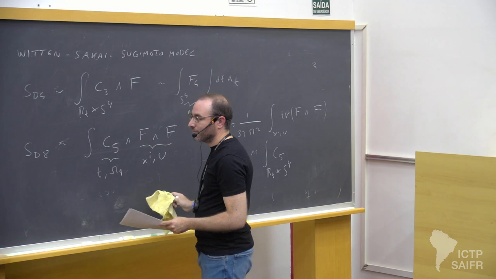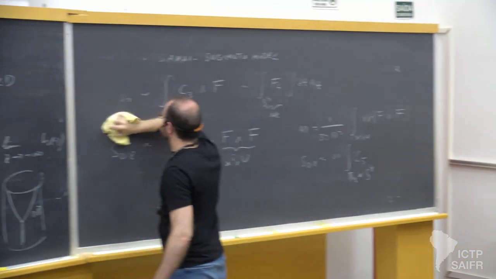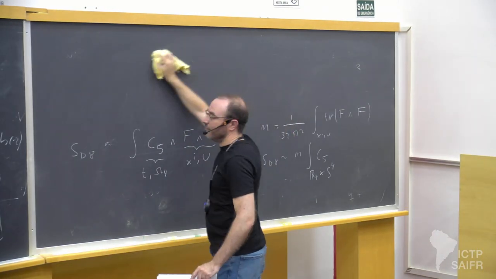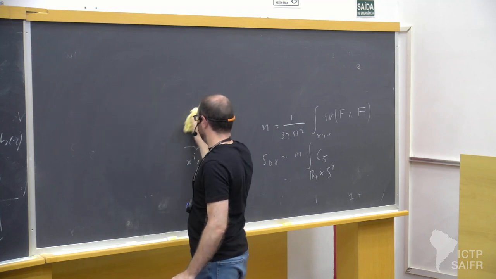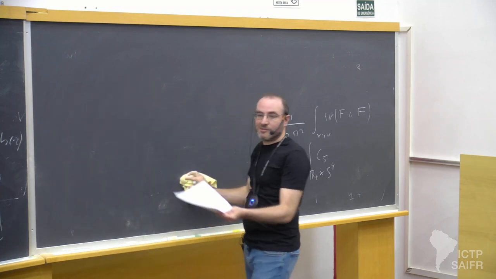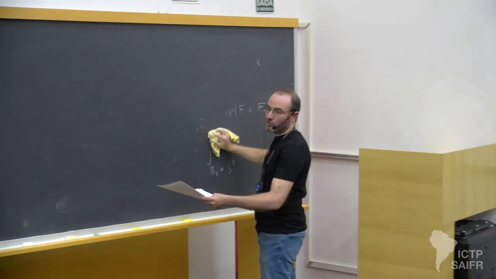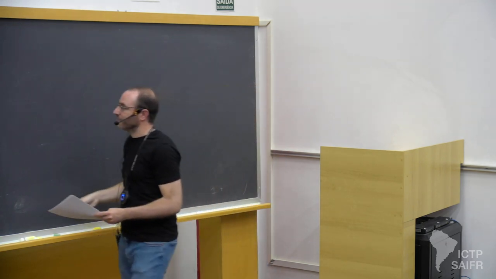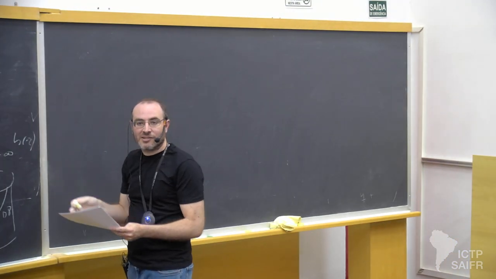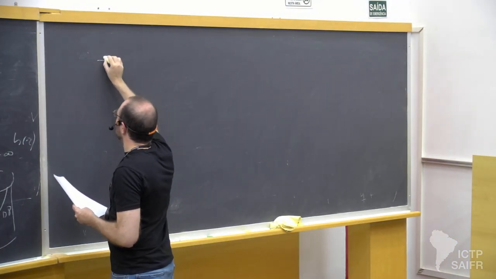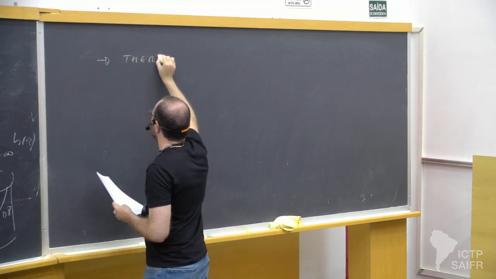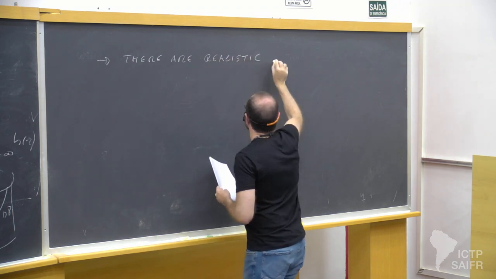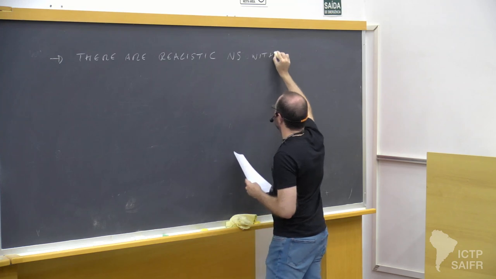And let's say with this kind of approach, you can compute the equation of state for homogeneous nuclear matter and use either hybrid constructions, as I was explaining, or use it to describe all the matter inside the neutron star. So you can find realistic neutron stars using this approach. So there are realistic neutron stars with holographic matter.